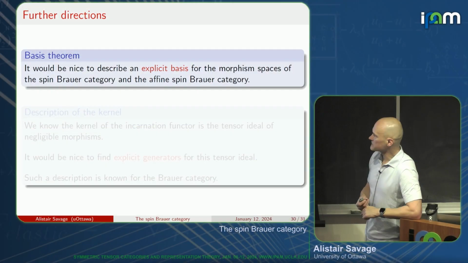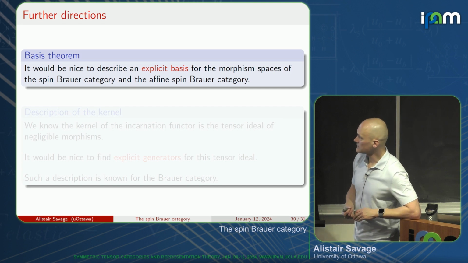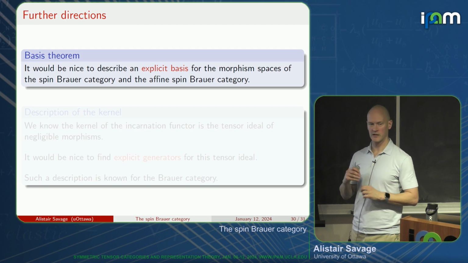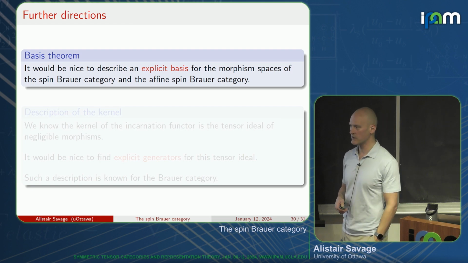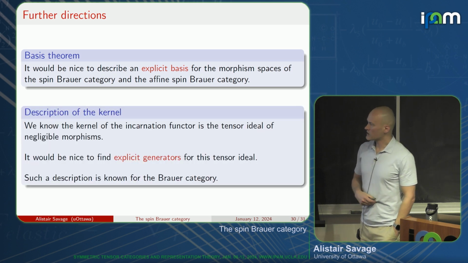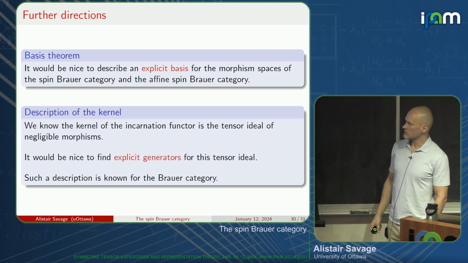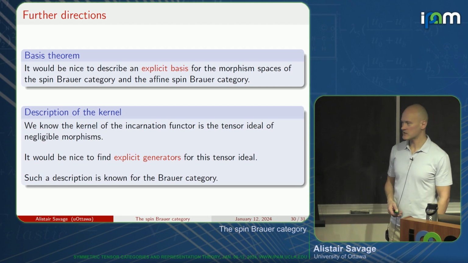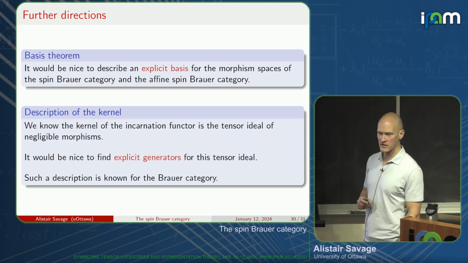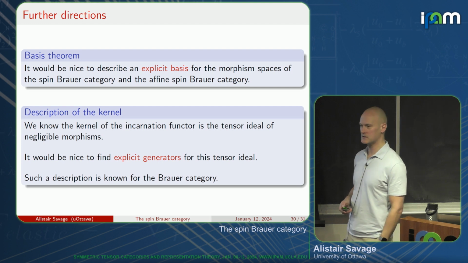Okay, so what are some future directions? What are some things that we haven't done but would like to do? It's always nice to get a basis theorem for these types of categories, an explicit basis of all the morphism spaces. It's a little bit harder here because of the trivalent vertices; it's not quite clear what normal form you should have for these diagrams, like it is for Brauer diagrams and oriented Brauer diagrams. So that would be nice. The kernel, in some sense, we have a description of. We know it's the tensor ideal of negligible morphisms, but it'd be nice to give an explicit generator for this tensor ideal. You can do this for the Brauer categories, generated by one element. It'd be nice to do a similar thing.